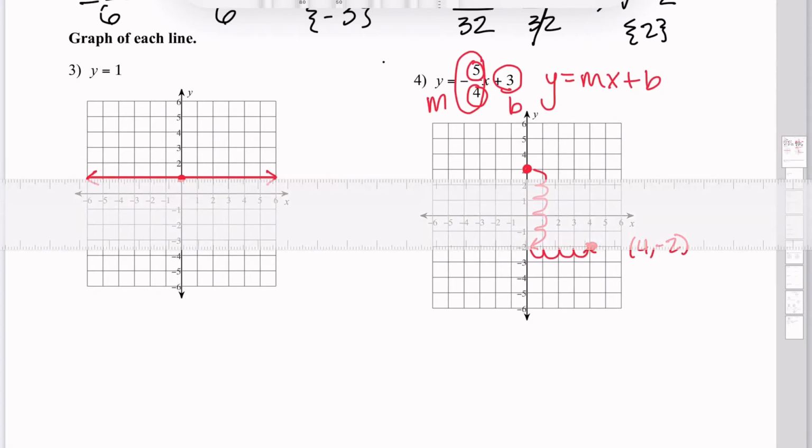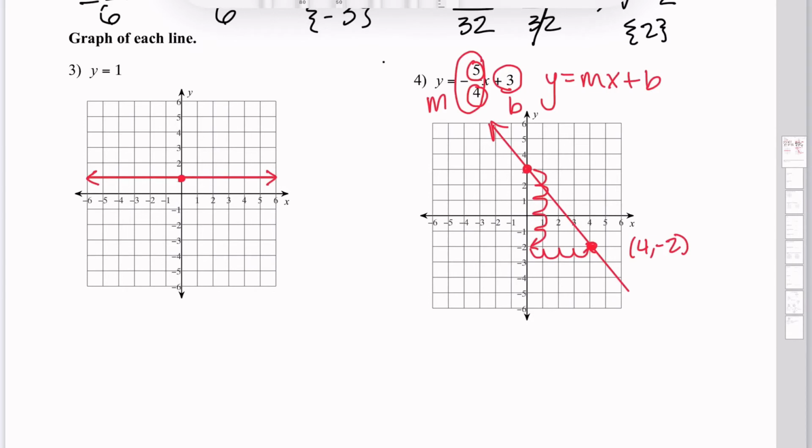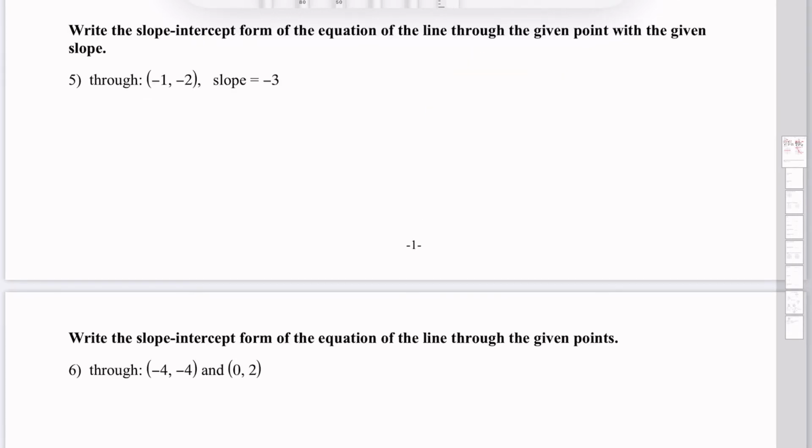And if we connect those 2 points, you'll see that the line is going towards the left and therefore is negative, like so. Question 5, write in slope-intercept form, passing through the given point and slope.